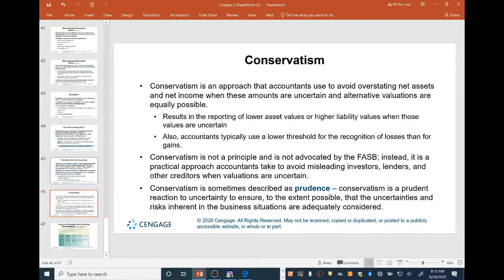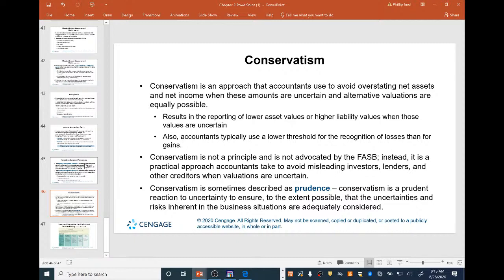So conservatism is not a principle and is not advocated by the FASB. Instead, it is a practical approach accountants take to avoid misleading investors, lenders, and other creditors when valuations are uncertain. So think about it. If you were investing in a company, wouldn't you rather know the low end of what you can get instead of the high end? I mean, it's good to know both. You're going to know both in the notes, but within the performance of a company, of what you're buying, you would rather it be a more conservative approach to make sure you're not being misled, right? So that's why it's so important.